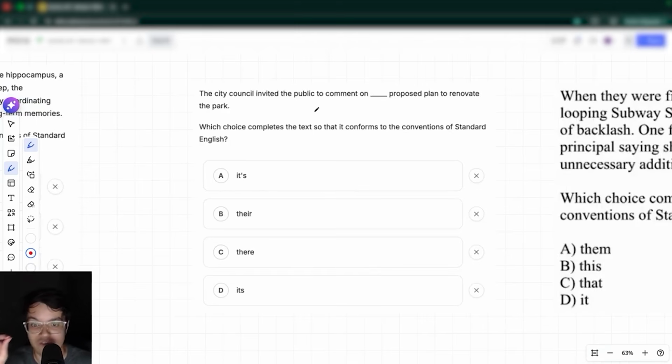The city council invited the public to comment on its plan to renovate the park. This one might be a little bit weird, but think to yourself, what is making the plan? Who is making the plan? It would be the council that is creating this plan. It would not be the people who are doing it. It's not the public who's doing it. So therefore, we have to use a singular pronoun yet again. And since the plan is basically owned by the council, we would use something like its here.